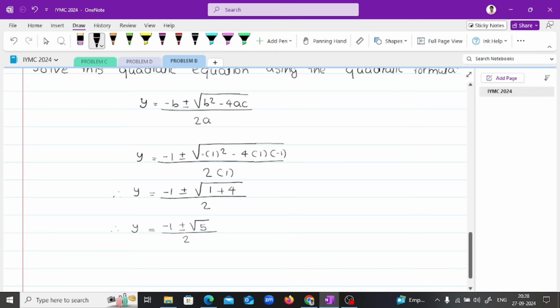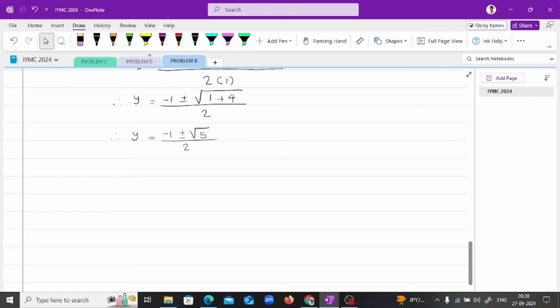upon 2. Okay, so I am writing the value of square root of 5 just for our understanding purpose. I have calculated the value of square root of 5 and it is nothing but 2.236. I'm writing this just for information purpose.